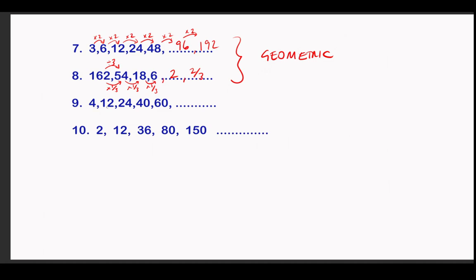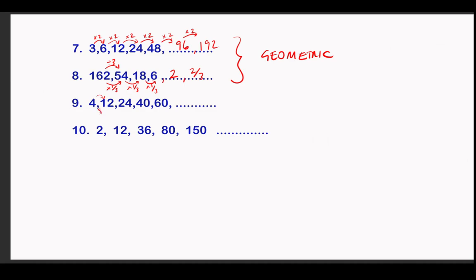What about this one? It's kind of a bit different. Well, okay, we can have a look. You can see that the differences are not the same. It can't be a geometric, because from here to here, you'd have to times by 3, and if you times by 3, that's not going to work, is it? Because it has to be the same number each time. So that doesn't work.